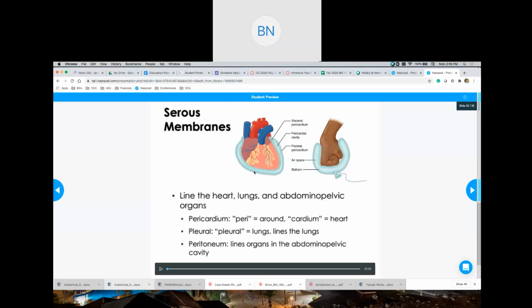So one of those questions was about the lungs. Which one would be actually touching the lungs, visceral or parietal? And the correct answer was visceral. That's the one that actually touches the lungs.